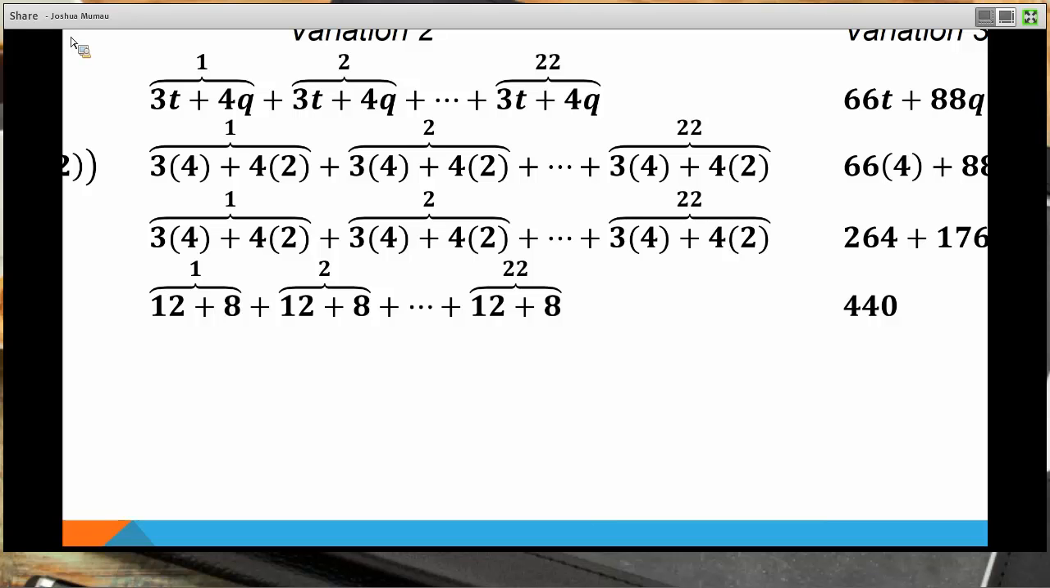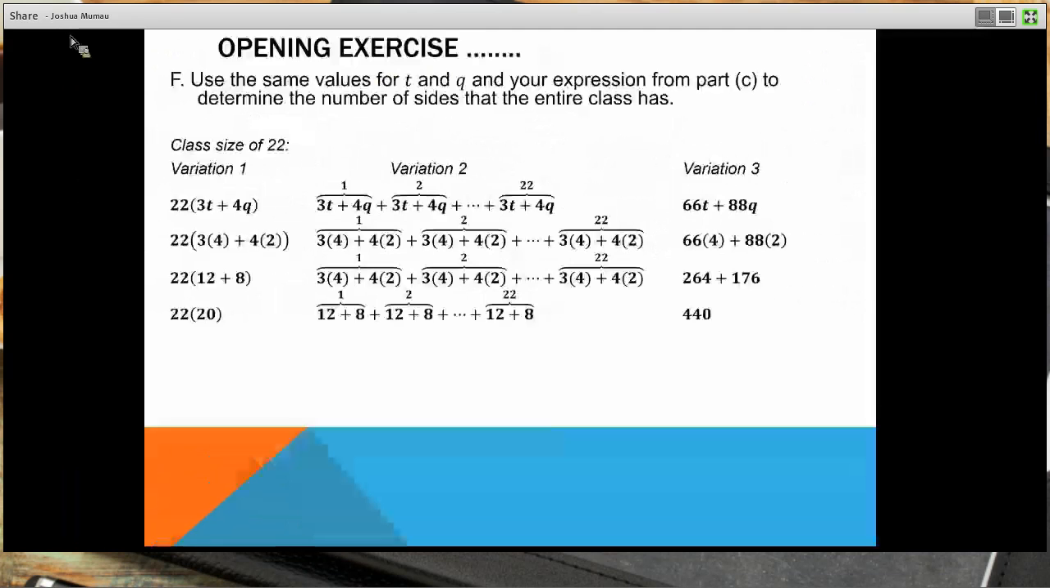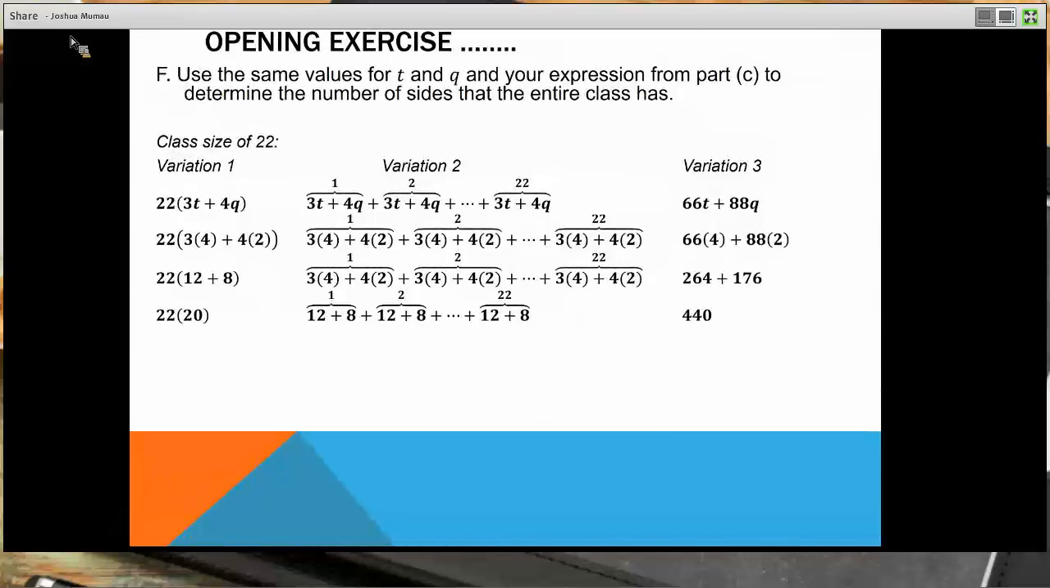Do we have to write it this way? No. We would not have to solve our problem this way. We could use variation 1. We could use variation 3. This is just showing and demonstrating different ways that we could solve this problem.